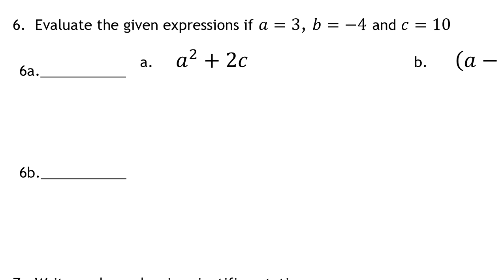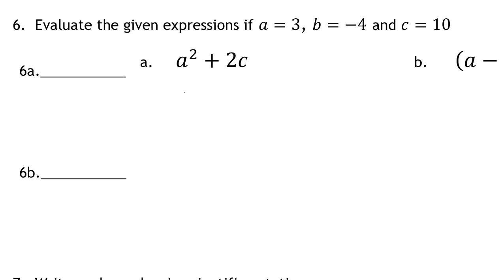So for question 6, we're given three variables, a, b, and c, and we're given values for them, and we're asked to evaluate two different expressions. I think probably the most common error I saw was not quite understanding how to plug in values, particularly if they were negative. So I think most people got A correct.